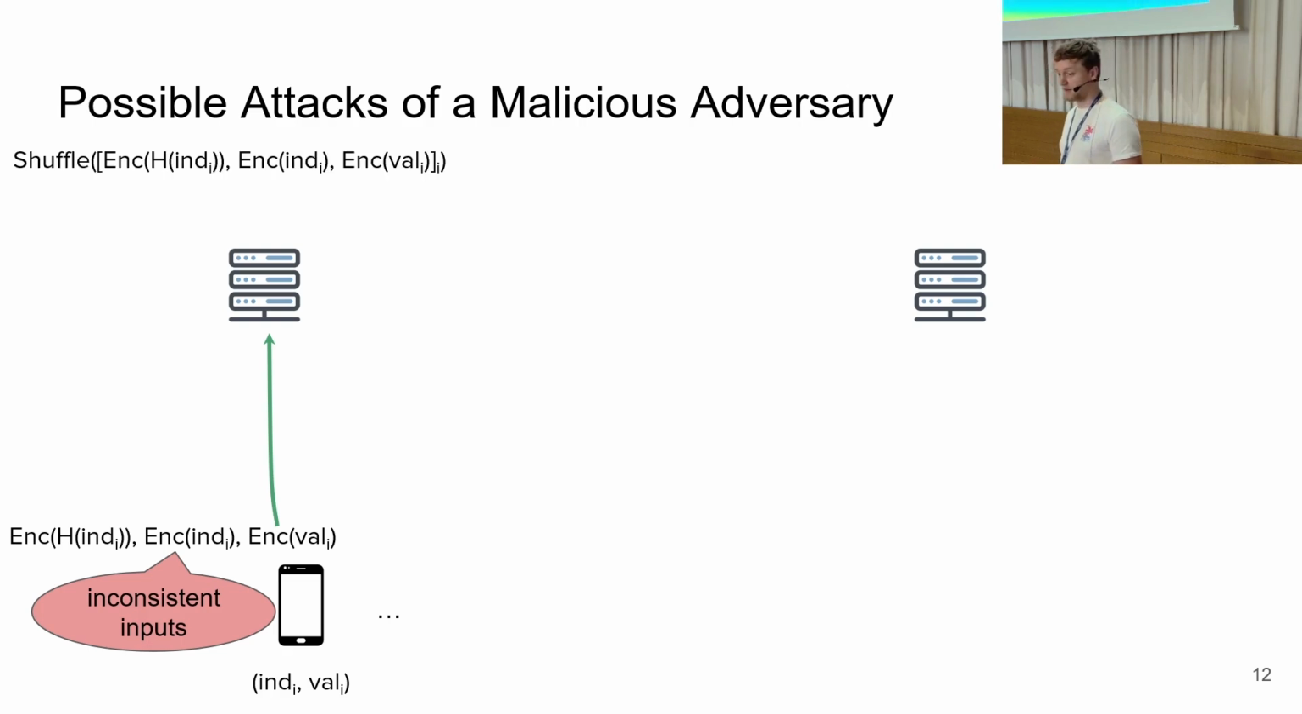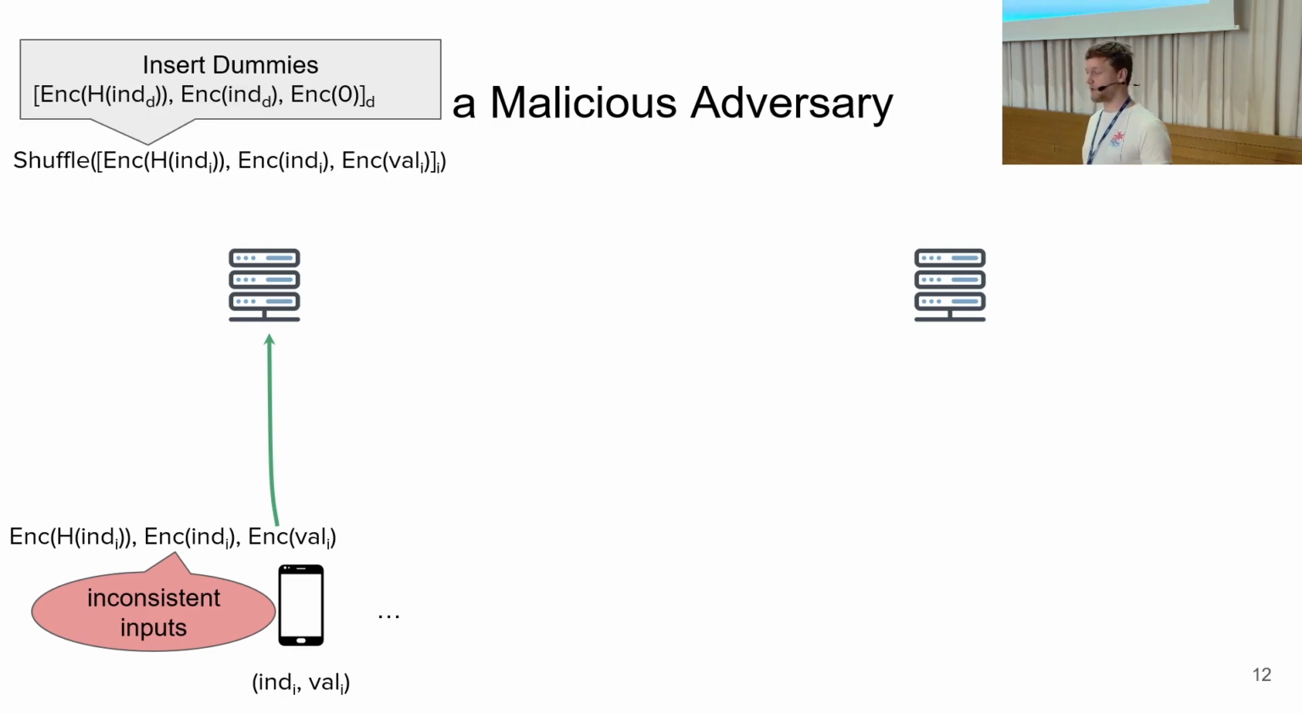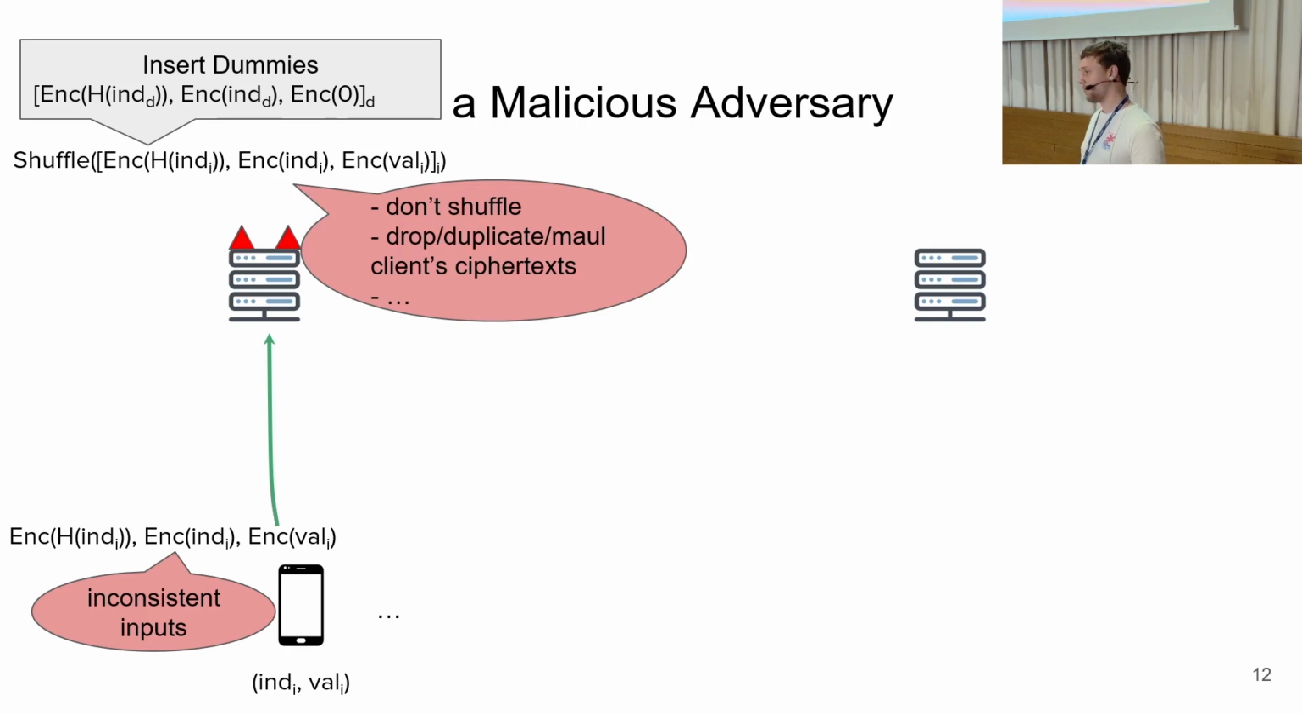A second thing that can go wrong is when shuffling here and inserting dummies, maybe we don't shuffle, right? Maybe we do something else instead of shuffling, like dropping clients, multiplying clients, homomorphic computing on clients' inputs, anything like that, right? So the first server also has a lot of ways to screw up the computation.